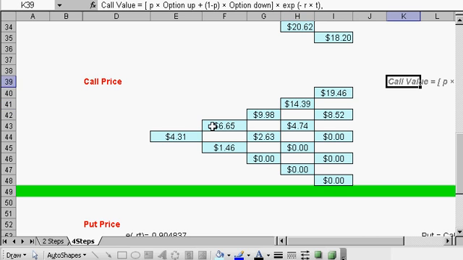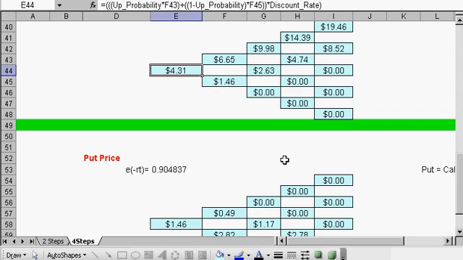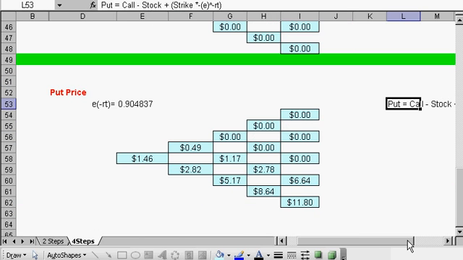And here is our put. The put is the opposite. It's the strike minus the stock. And we keep working our way down, and we finally get our formula here.